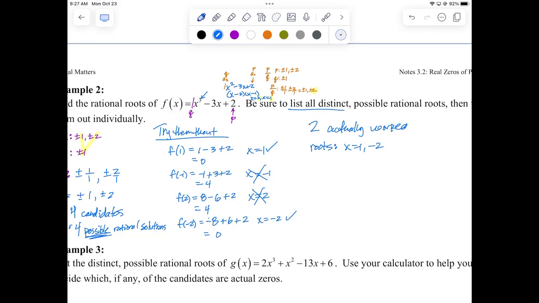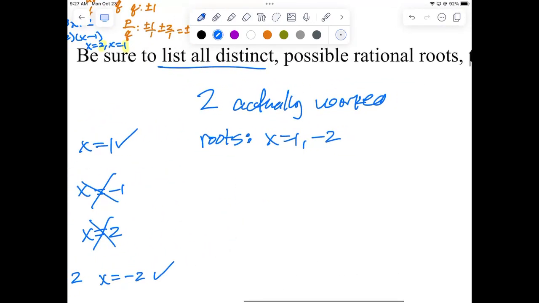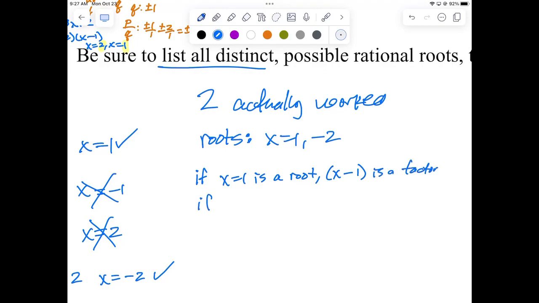Hey, I got an idea. Y'all know about division? Let's try division, okay? Let's use the factor theorem. If x equals 1 is a root, what's the corresponding factor? No, x minus 1 is a factor. And if x equals negative 2 is the root, what's the corresponding factor? No, x plus 2 is a factor.